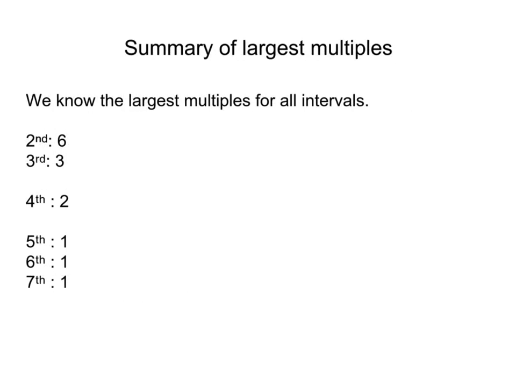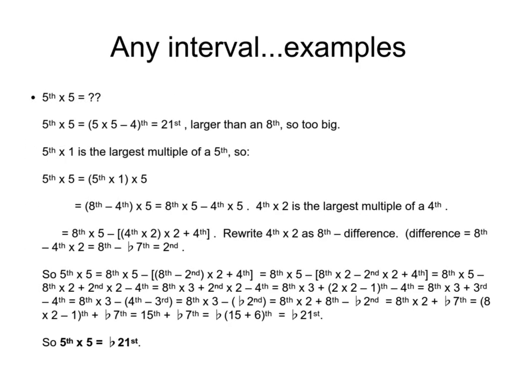So the largest multiples are 6 for a second, 3 for a third, 2 for a fourth, and 1 for anything a fifth or higher. And remember, we're not talking about largest multiples for things bigger than an octave. That covers all the largest multiples. Having covered them, we know what to do in every case because we're going to reduce any interval to an interval smaller than an octave or to a multiple of an octave, so we'll always know what to do.